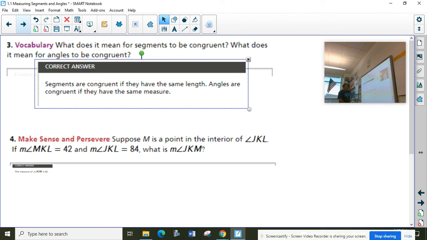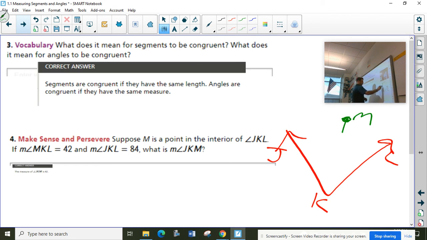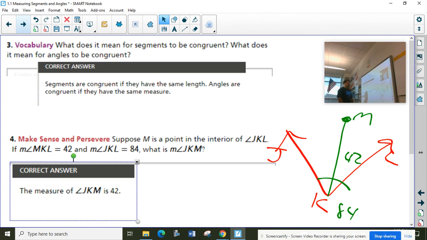Now, making sense of a problem here. Suppose M is a point in the interior of JKL. I don't know what this looks like, but M is a point in the interior, so M is somewhere here. MKL is 42. JKL, this whole thing, is 84. What would JKM be? Well, it'd also be 42. It's 42 plus 42, meaning M is right in the middle. It cuts the angle in half.